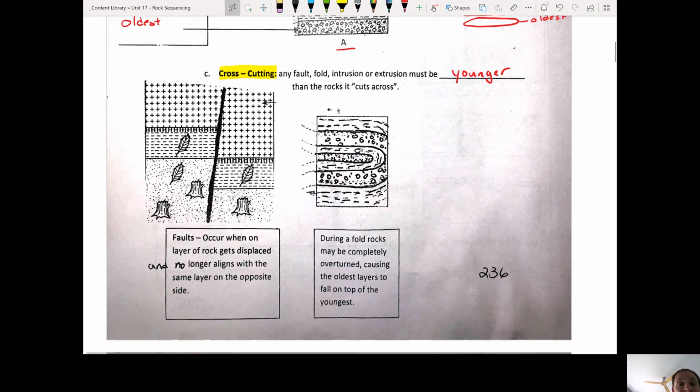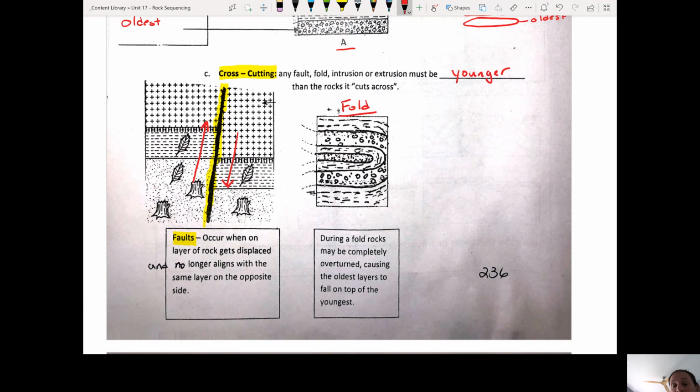Okay, so in this first example here, we're looking at a fault. Okay, a fault is when one side of the rock layers slips up or the other side slides down, caused usually by an earthquake. Okay, and then the rock layer is no longer aligned and they're no longer horizontal. Okay, the fault had to have happened after the rock layers formed. Okay, so that means the fault is younger than the formation of those rock layers. Here in this example, we have a fold.